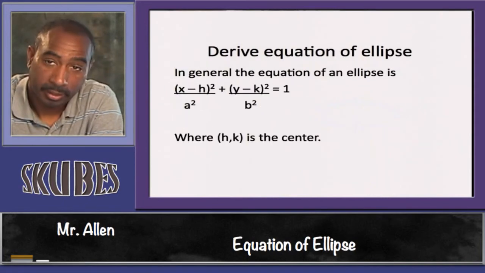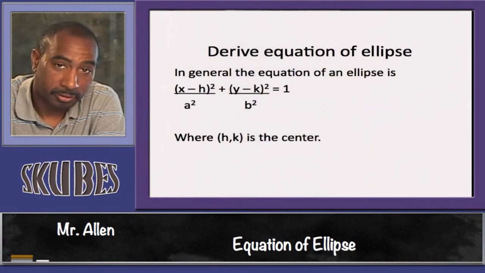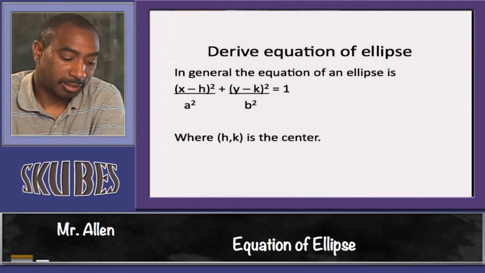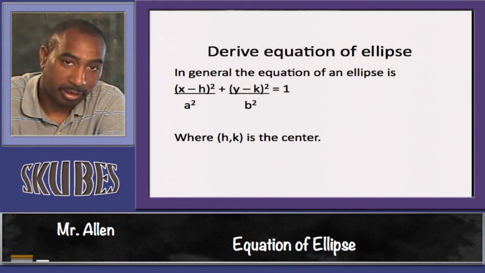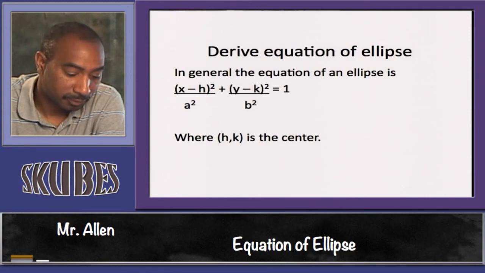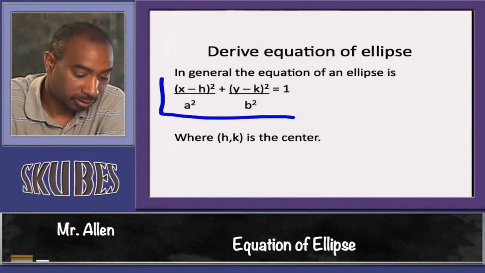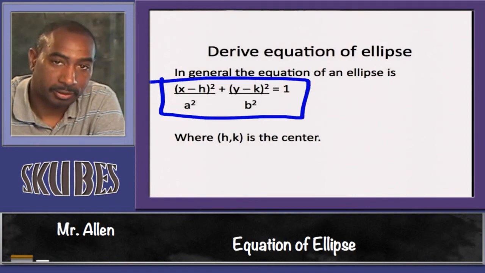In general, though, an ellipse is not always centered about the origin. So in that case, we use h and k, depending on if it moves to the left or to the right. So this is the general equation of an ellipse. This concludes our lesson for today.